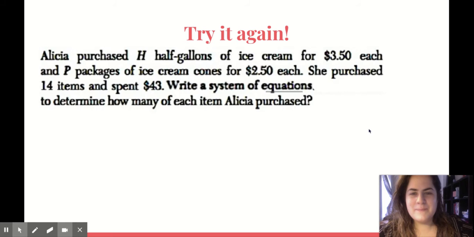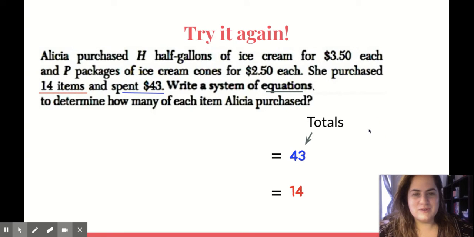Okay, let's go over it. Equations, two equal signs, looking for some totals. One of the totals was $43 spent in total. And there's also 14 items in total. The top equation that I have in blue is going to be dealing with the money. So where else do we see money?